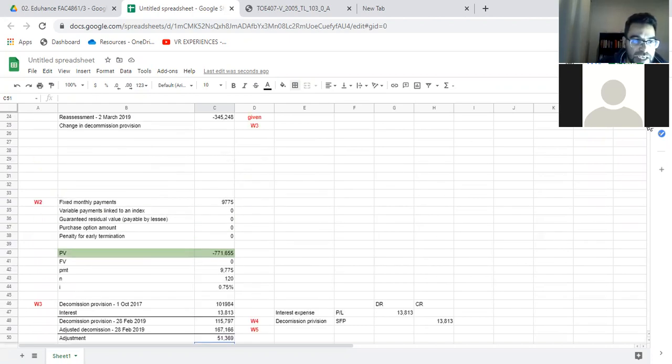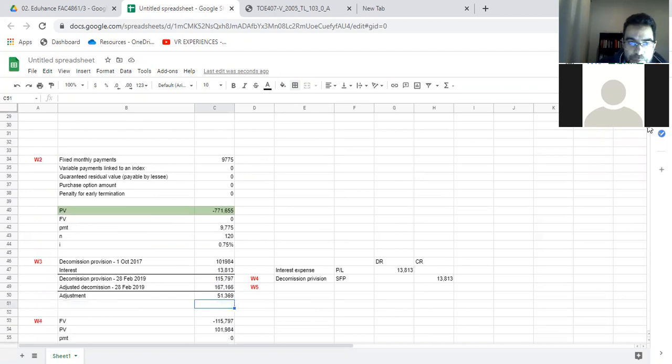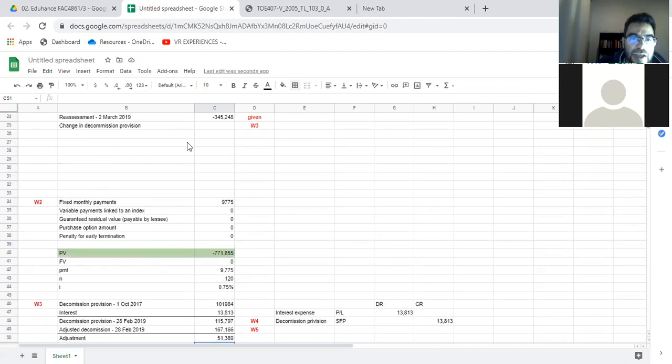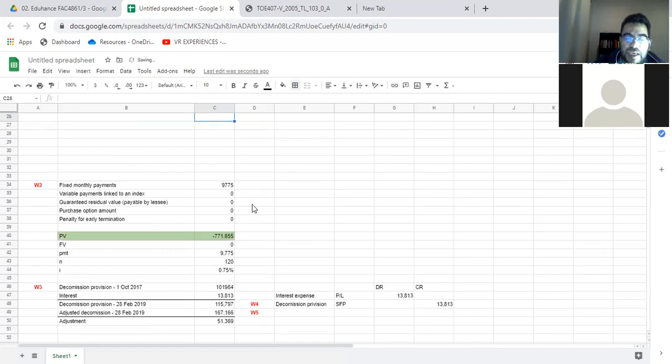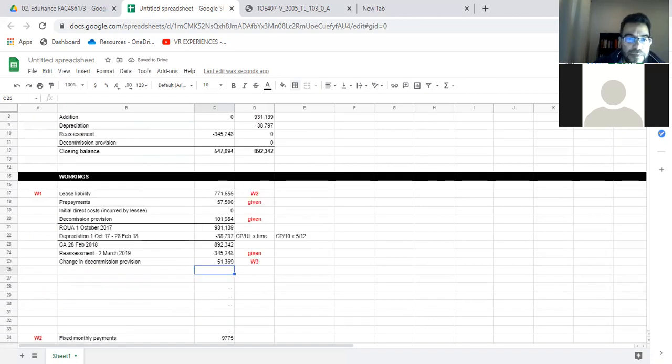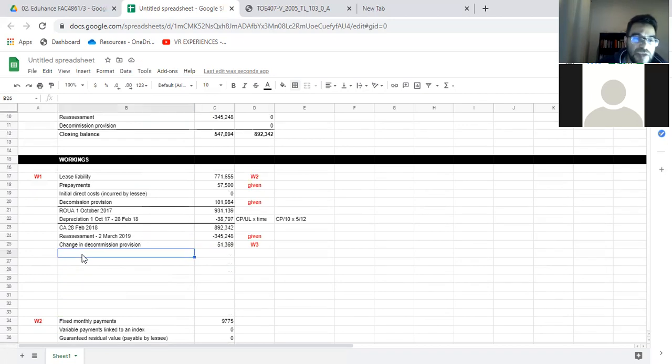So we go to the right of use asset over here, working 3. Remember, the provision increased, so we said credit provision. For every credit there must be a debit. The debit goes against the right of use asset. A debit to an asset is an increase to the asset. We needed to make this adjustment because we're going to have to depreciate the asset.